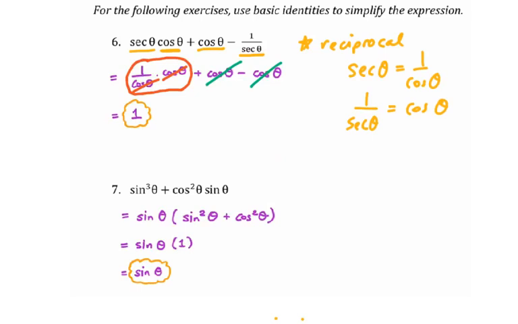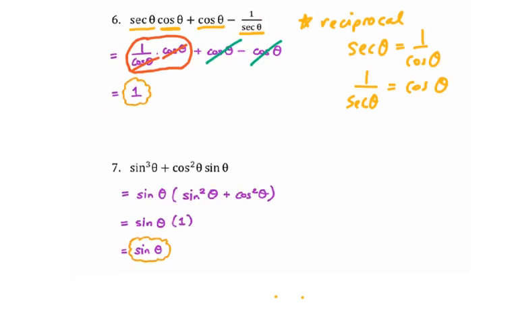For problem number 7, now we're in a situation where a good first step would probably be to pull out a common factor. So we have sine cubed plus cosine squared times sine. And if we factor a sine term out, that will leave us with sine squared plus cosine squared. Sine squared plus cosine squared should feel like a familiar identity for us. That's called the Pythagorean identity.